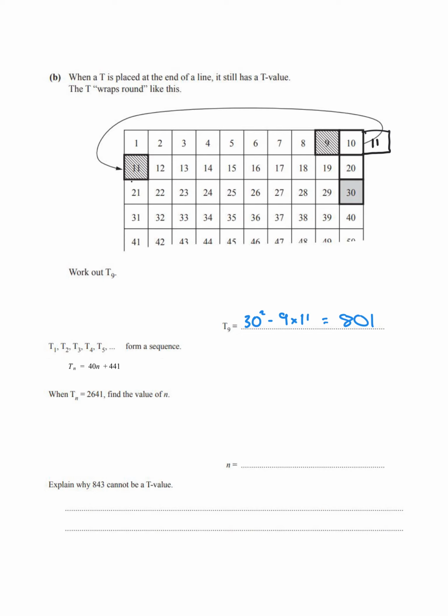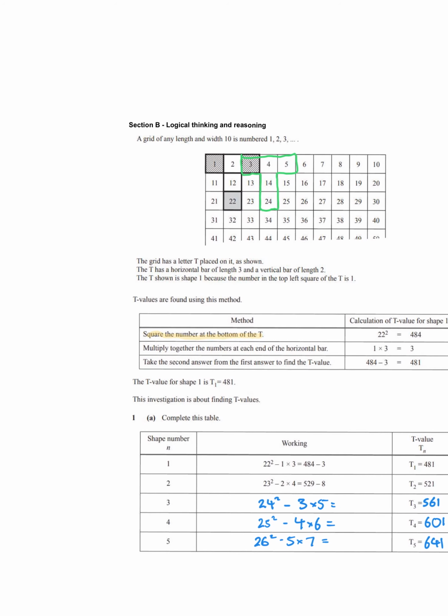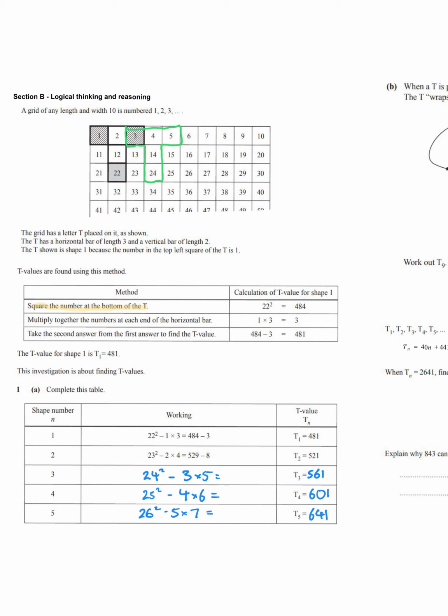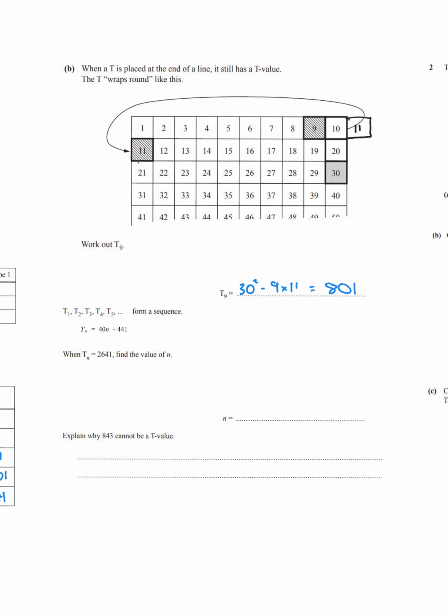Form a sequence where it's 40n plus 441. So what we're hoping we should be able to see is it's going up in 40s. Can we see that sort of pattern here? So let's have a look at what we've got. 481, 521, 561, 601. Yes, it is indeed going up in 40s. So that's quite nice. Might help us get an idea of what's going on.